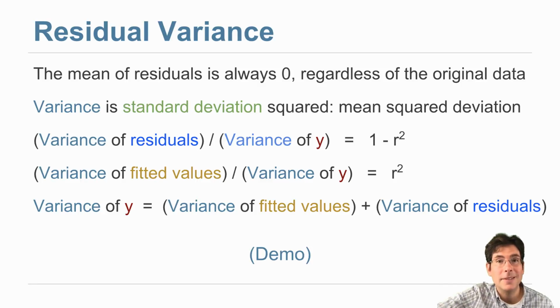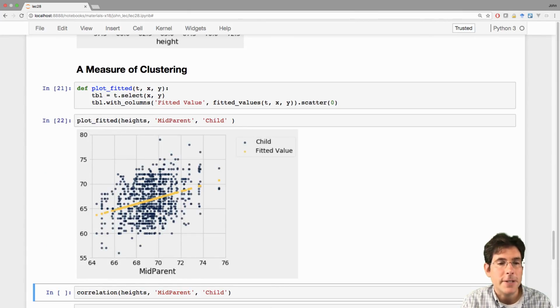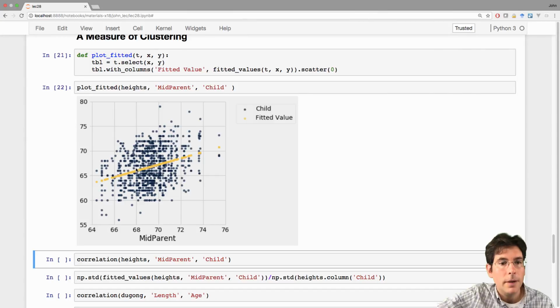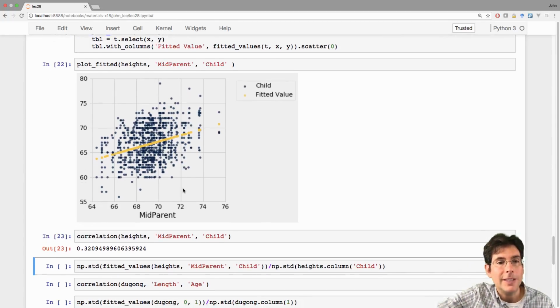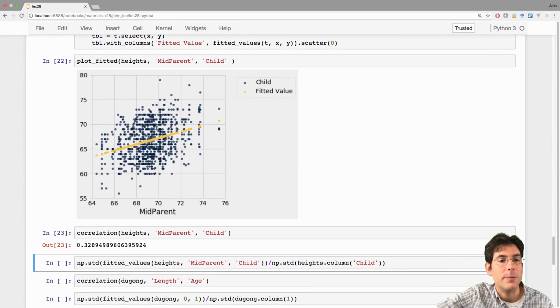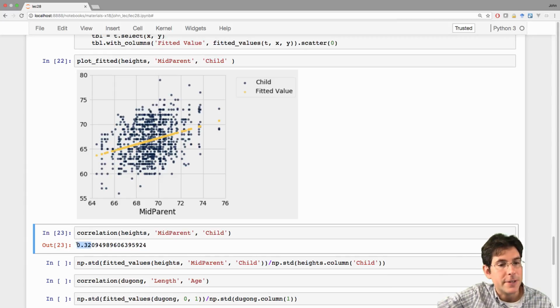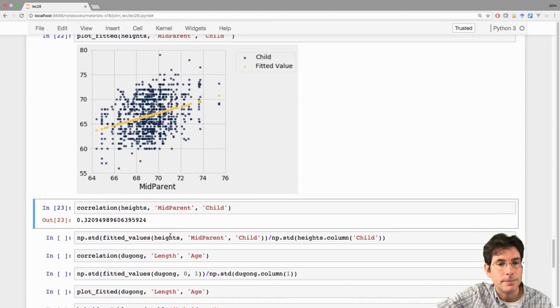Let's apply these formulas to some of the data sets we've been exploring. So here we have a function to plot the fitted values. Here we see that the heights of the children are not tightly clustered around the regression line, but instead some of them are quite a bit larger and quite a bit smaller. For that reason, the correlation is not so high, it's only 0.32. Since this is closer to 0 than 1, that means most of the variability, most of the variance in the y values is in the residuals, not in the regression line.